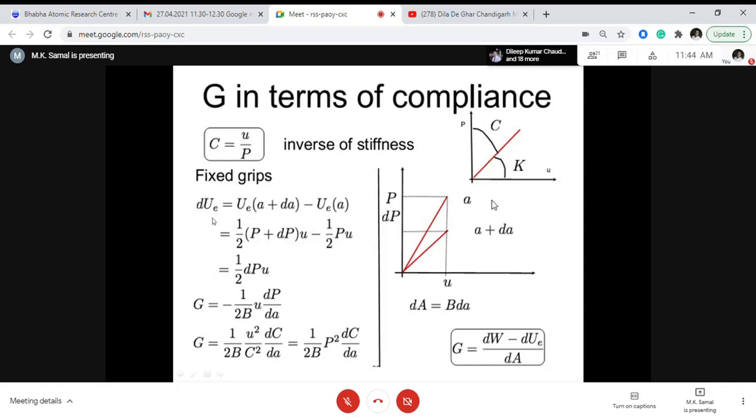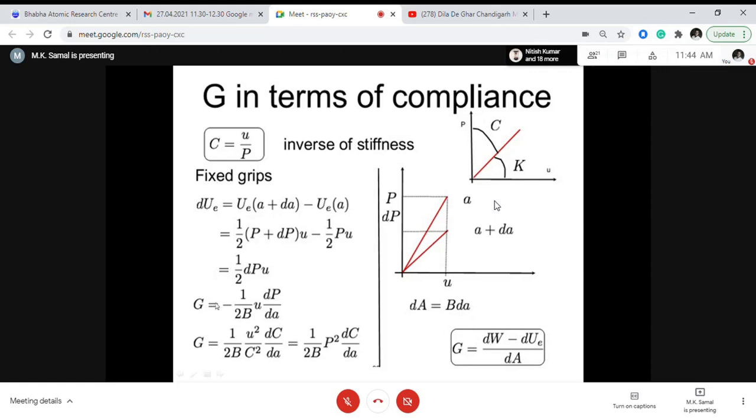For the fixed grip condition, delta U equals 0 for the work term W. We have already discussed that in the earlier slide. So G equals the negative of d pi by dA, the potential. This becomes dW minus d of strain energy divided by dA, where dA equals B into small dA, that is, the increase in crack length. And dW equals 0 for fixed grip.